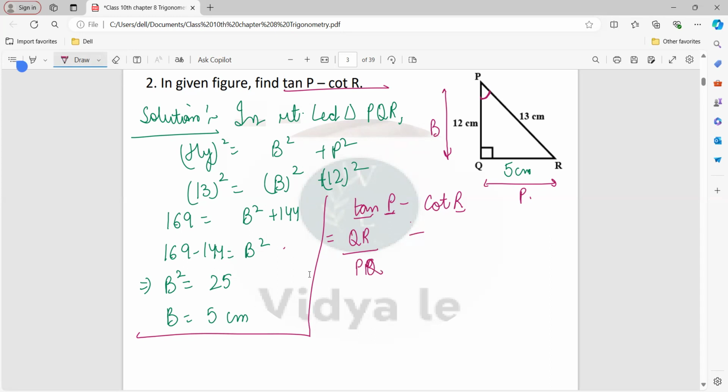minus, now we need to find cot with respect to angle R. When we are taking the angle R, our perpendicular and base change. At that time QR will be the base and PQ will be the perpendicular. And cot is base, that is QR, upon perpendicular, that is PQ. Now QR is 5, PQ is 12. Here QR is 5, PQ is 12. Same values, so adding and subtracting will cancel out. So the answer we got is 0, right?